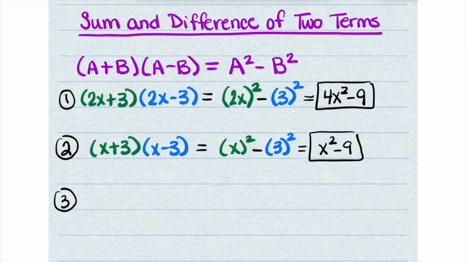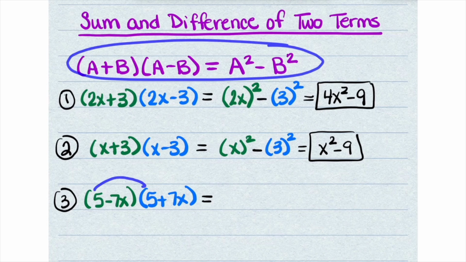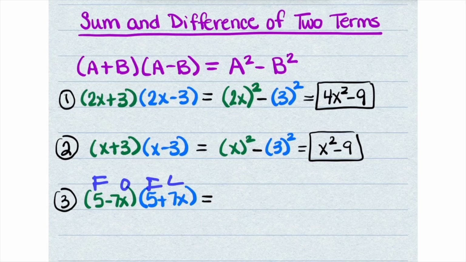Okay, let's look at this one. 5 minus 7x. Oh, this is a good one. 5 plus 7x. Notice the variable has just been flipped, but don't let that confuse you. If you don't remember this, distributive property, right? Or FOIL, or learn this, because it just saves you so much time because you don't have to do that much math.